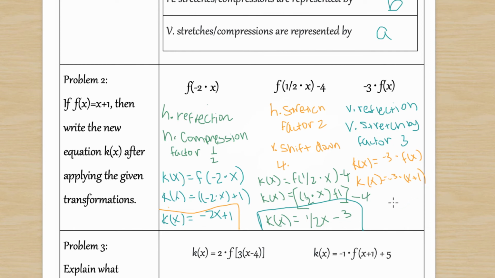So now we need to simplify, and we're going to end up getting k of x is equal to negative 3x minus 3. And so that is our final answer for this one. So now that we've seen how to identify and write new equations with a given transformation, let's go to the next one and see our next problem.